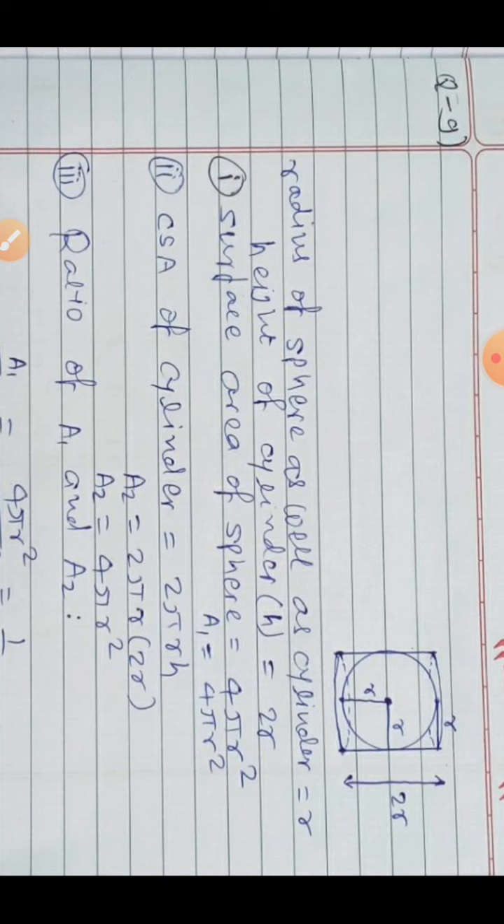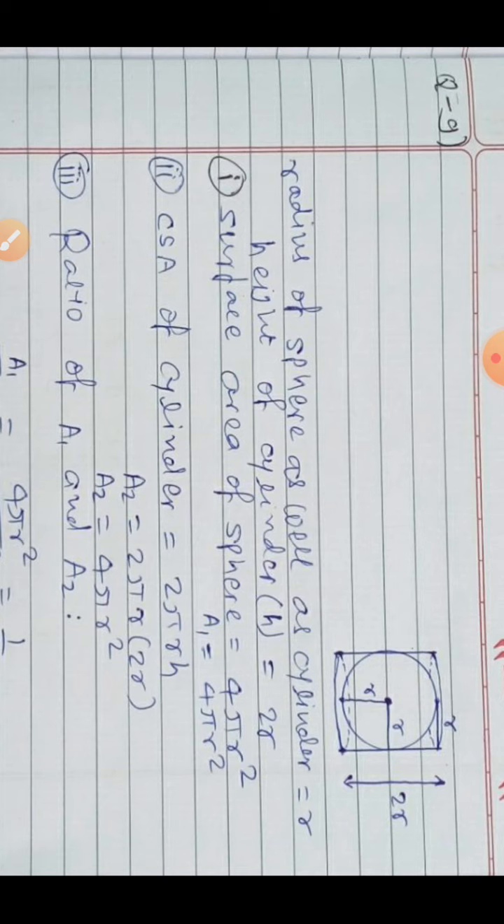Now CSA of cylinder is 2 pi r h. R is R only, but h is 2R. Why is h 2R? You can see in the figure. So it becomes 2 into 2 pi r into r, which is 4 pi r square, just like the sphere. So area of sphere is 4 pi r square and area of cylinder also 4 pi r square. That is symbolized A2.